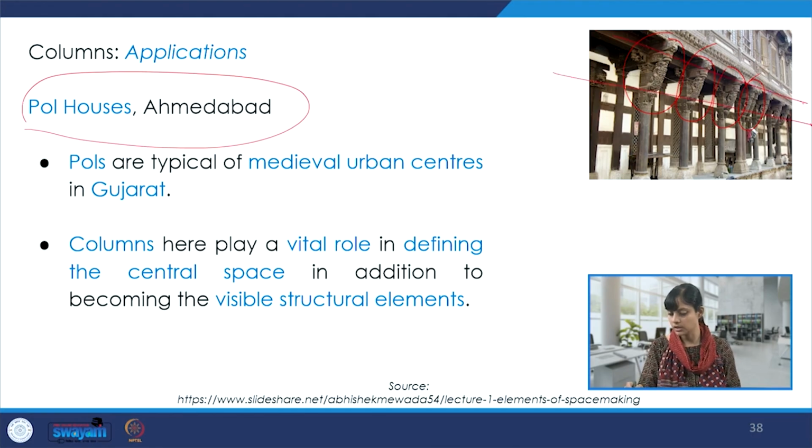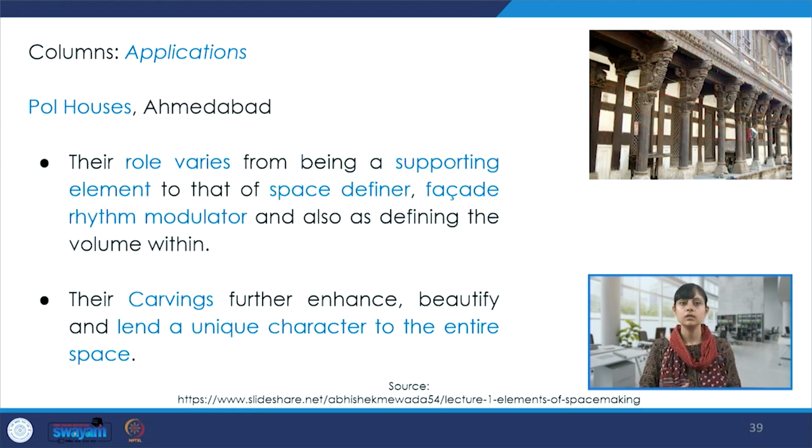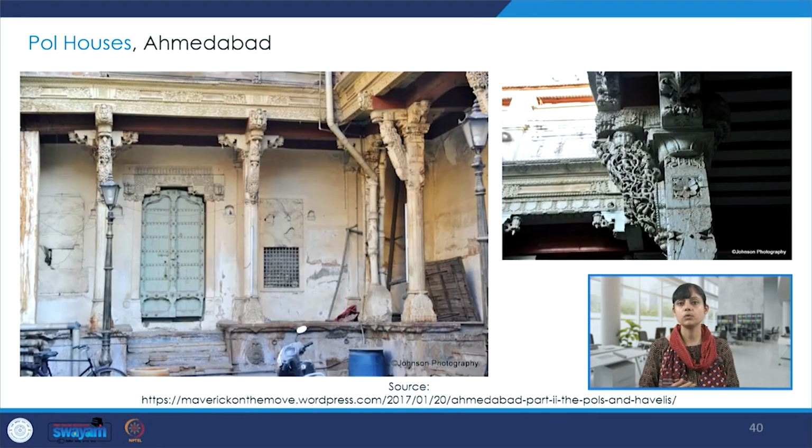So the application is structural as well as aesthetic, and they have a lot of different roles, again guiding the eye movement and giving a sense of direction, also giving a scale and grandeur to this entire composition, whether they are in the facade or in the interior spaces. So their role varies, they could be a supporting element, a space definer, a facade rhythm modulator, or also defining the volume within. And the carvings that I was just talking about, they lend a unique character to the entire space. These are some more images. The bracket and the column that we see over here.